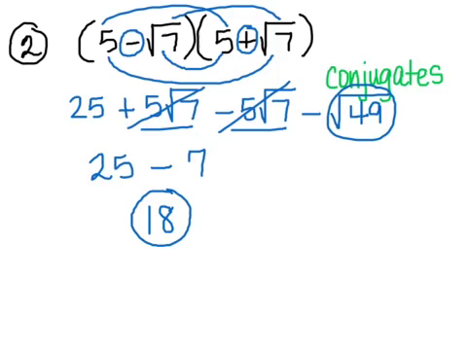and get 18. Now this will always happen with conjugates. If you multiply them out, you will end up with a real number, and it will be a real number that is rational. And so that can be very useful, and you'll see why on the very next example.